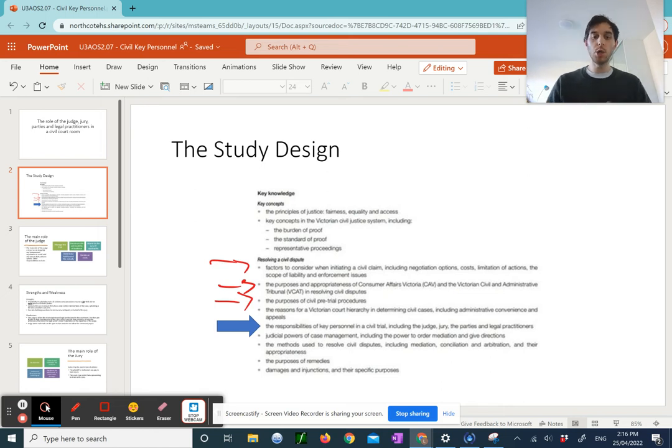Now, here we are, we're in the court, we're at our civil trial, and we're looking at what do the different people do? Who's involved and what do they do? The judge, the jury, the parties, and the legal practitioners. And today, we're just going to look at the first two, the judge and the jury.